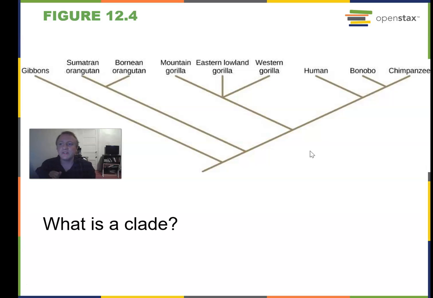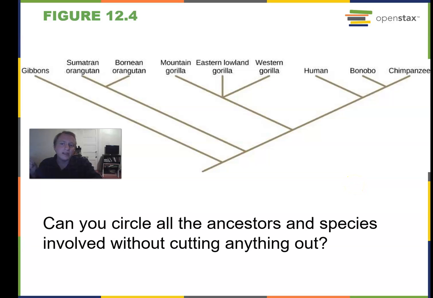Okay, so let's move on to the next question. What is a clade? And this is where a lot of people can get easily tripped up. So make sure you're paying attention. Make sure you're contacting me if you're not quite understanding what's going on here. Basically, a clade is something where you can circle that organism, its most recent common ancestor, and the other organism without cutting something off, which kind of sounds super random, but let's talk about what we're actually doing here. So, can you circle all the ancestors and the species involved without cutting anything else out?